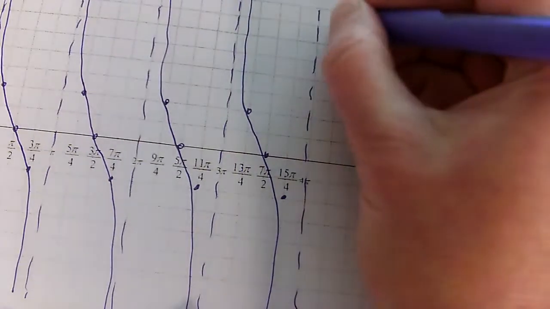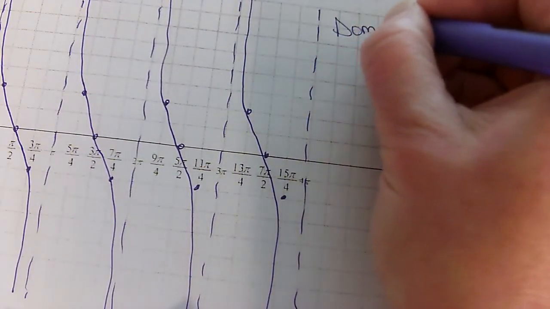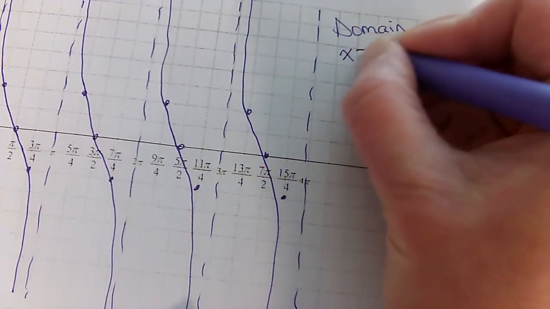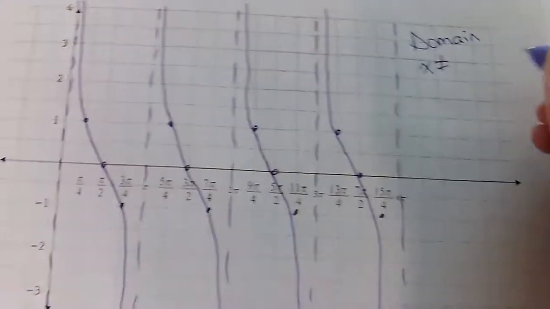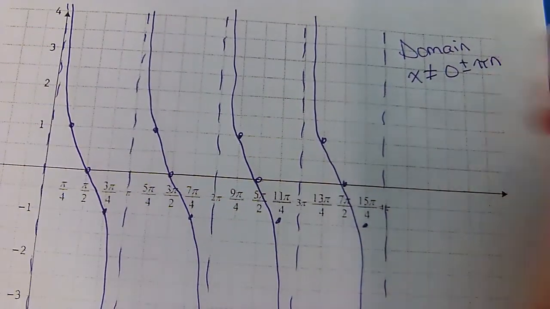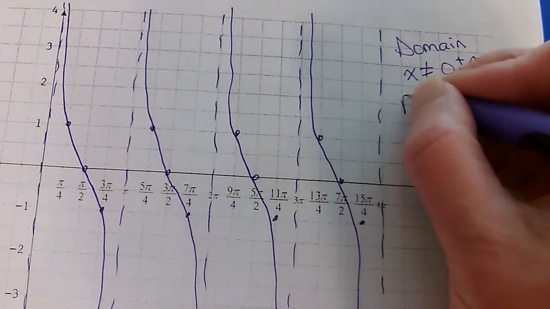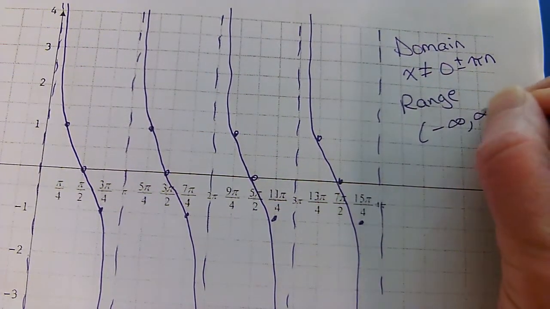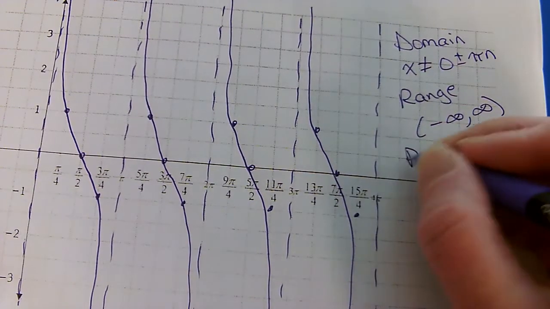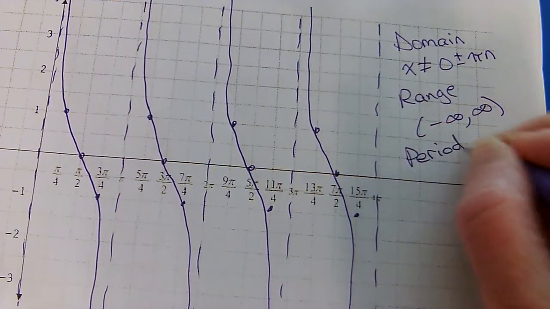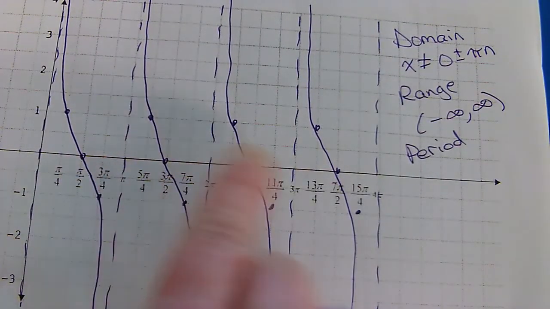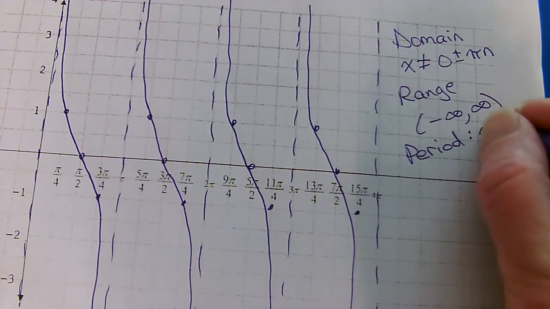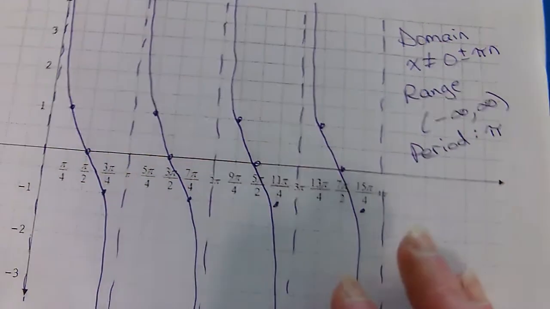Again, in my domain, I have places that it doesn't exist. So x cannot be, starts at 0. The range is negative infinity to infinity. The period. On this one, it does repeat every time we have a vertical asymptote, so the period here is pi. I'm going to copy those to the front page.